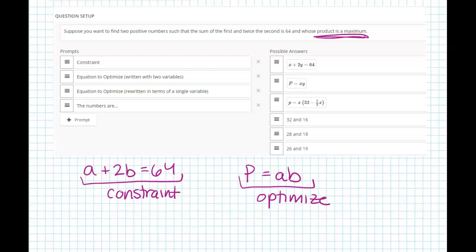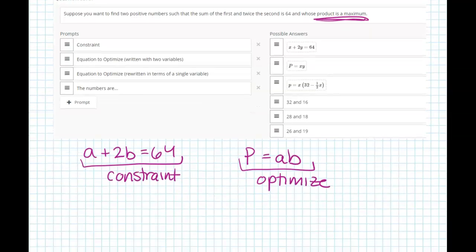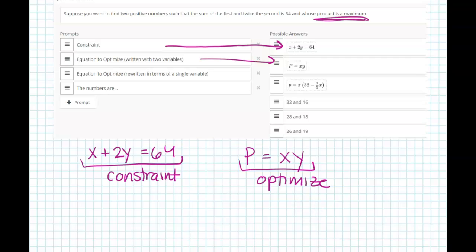Now I'm going to look here and I see I have x's and y's there. So I'm going to rewrite with x's and y's just so I can be consistent here. Normally it wouldn't matter, right? So that's xy and x plus 2y. And if you'll notice, there isn't a y plus 2x. It's like messing with you. There's only one that ends up working. Okay, so x plus 2y ends up being our constraint. Our equation to optimize written with two variables is p equals xy.